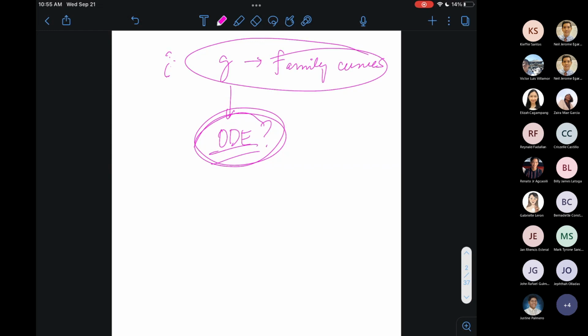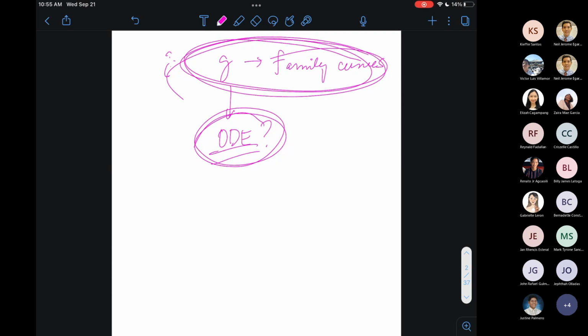Or pwede ba natin siyang gawin using direction fields? It depends kung yung makukuha mong ODE ay first order at kaya mo siyang isulat explicitly, then you can draw the isoclines or you can draw the direction fields. Tapos dapat yung integral curves na makukuha mo mula dun sa direction field should be the elements of your family of curves.